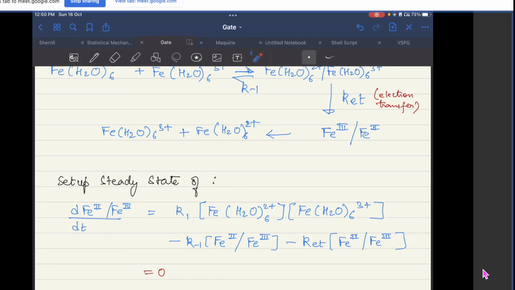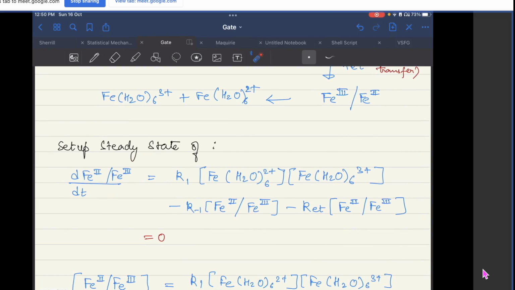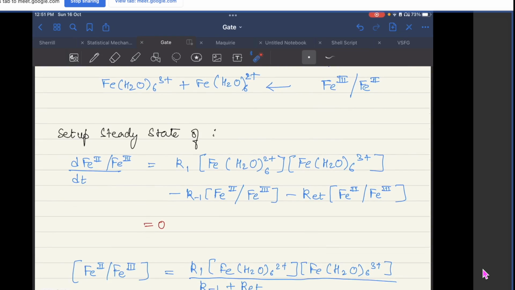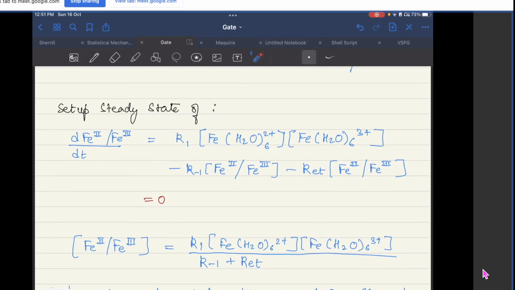To set this up, I need to apply the steady state approximation here, and hence I can write the rate for this as k1 times the concentration of ferrous and the concentration of ferric complex, minus k-1, my backward rate constant, times the precursor complex, minus kET times the complex after the electron transfer happened. And this is equal to 0.